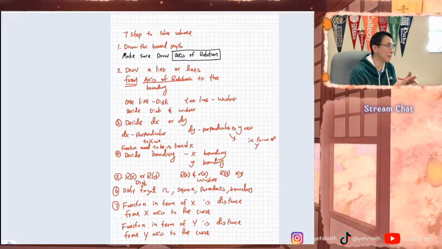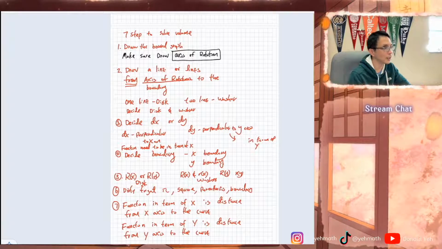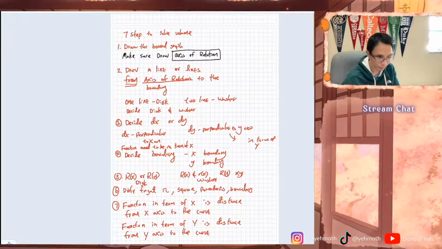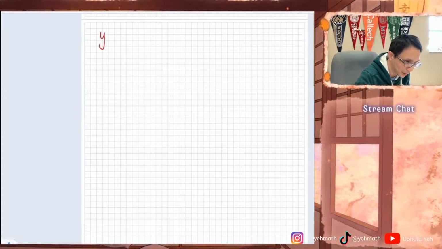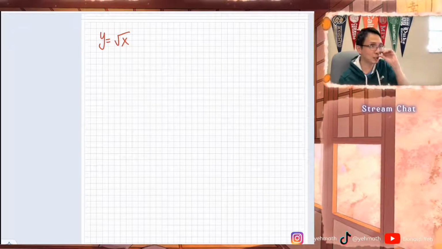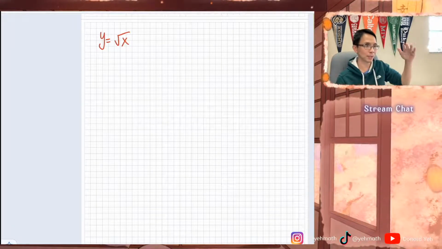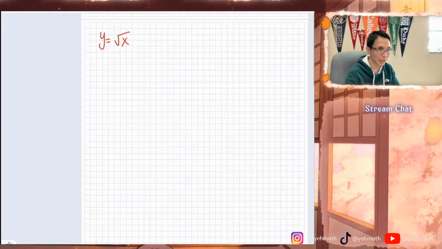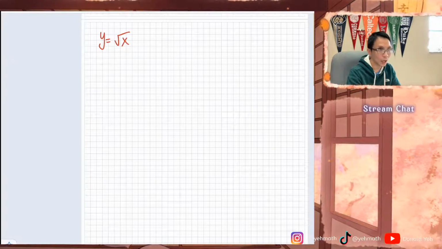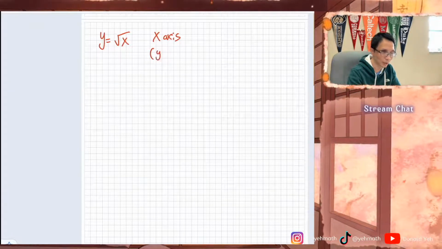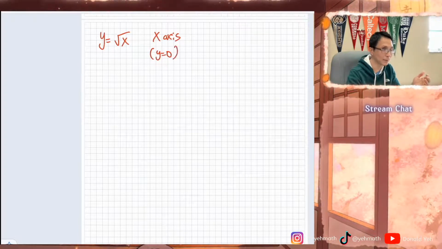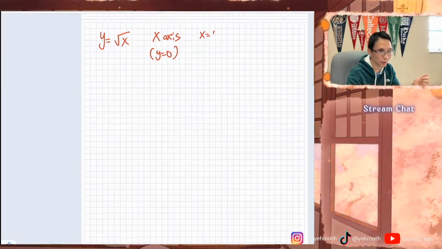We're going to follow the seven steps, and all seven steps are related to each other. So let's start with the football. A lot of the time I cannot evaluate a football, and I'm going to show you here. I'm going to give you a question where the shape almost looks like a football. We're going to say square root x. You know the square root x graph looks like an eyebrow, right? It's only when x is positive. I'm going to cut off the eyebrow. Also the x-axis, which is y equals 0. Also x equals 4.